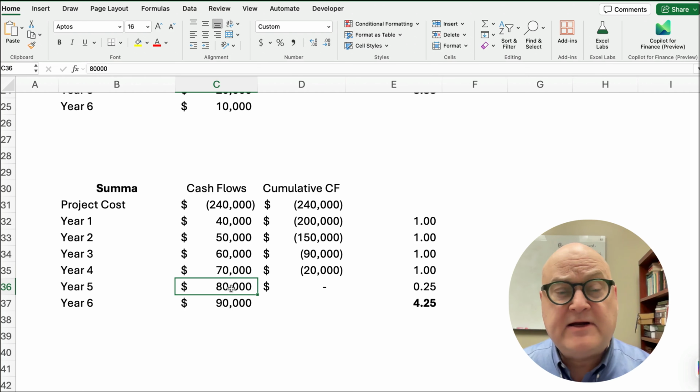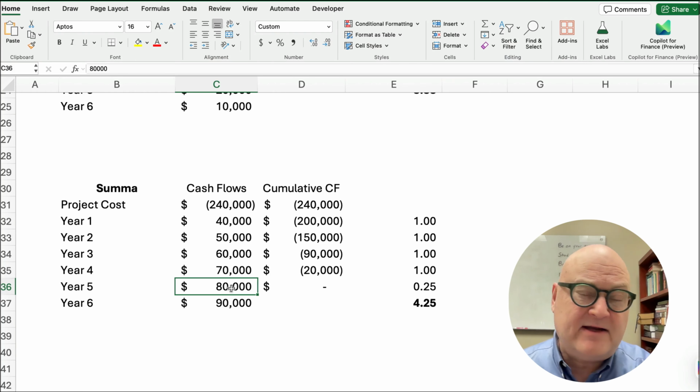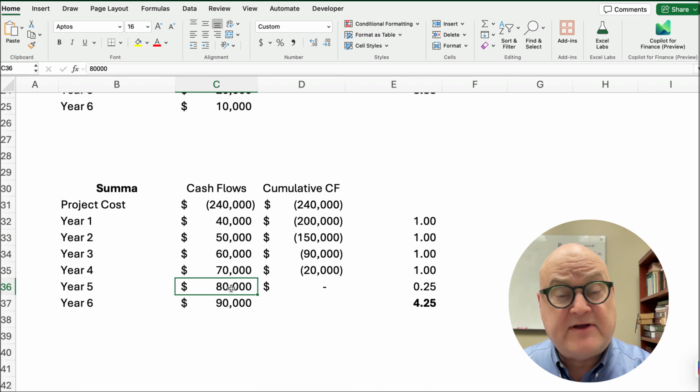So payback period is easy to calculate, but it's not really a preferred method. It's easy to calculate and easy to understand, but is not as good as our next methods, net present value and internal rate of return.